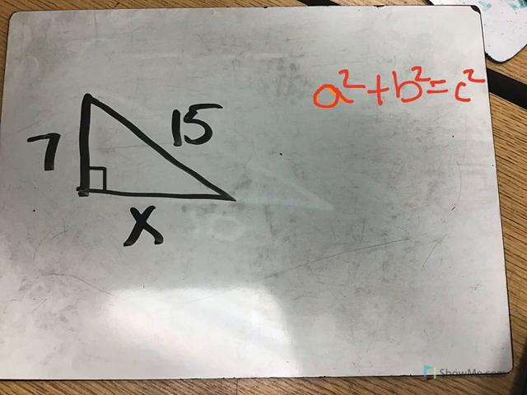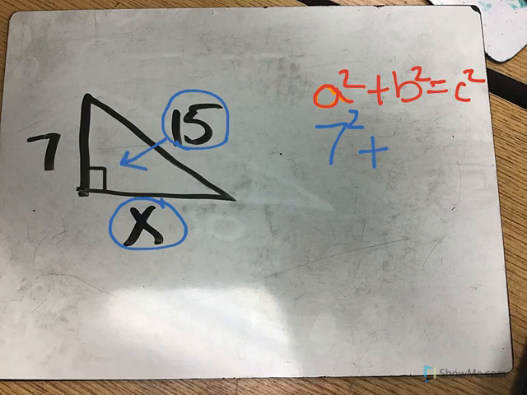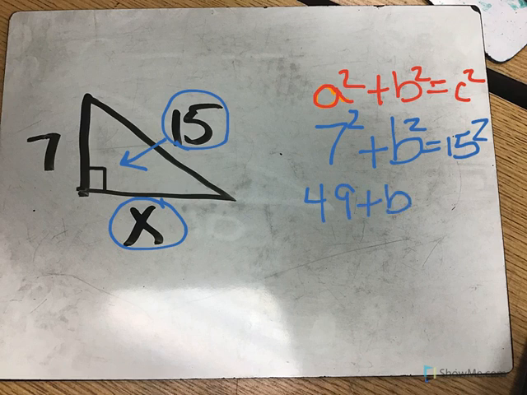I know my 7 is my a. Again, it could be my b, but who cares? I'm going to say it's my a squared. Now, here, I'm missing my b. I know my 15 is my c because it's not touching the right angle. So 7 squared is 49 plus b squared equals 15 squared, which is 225.